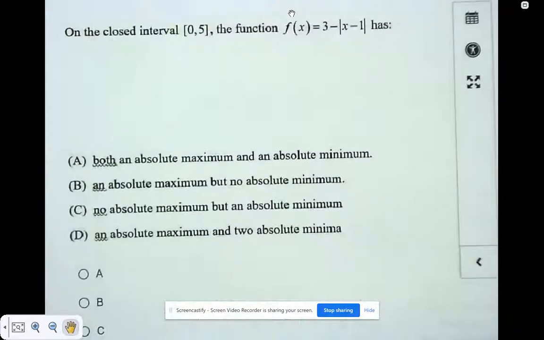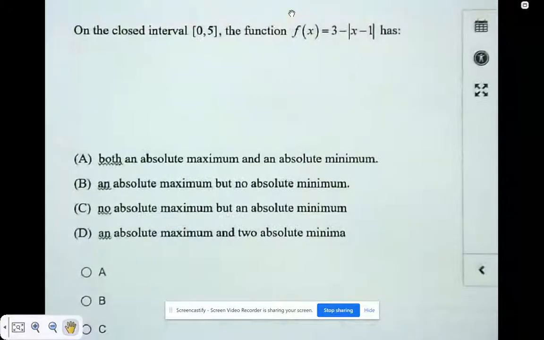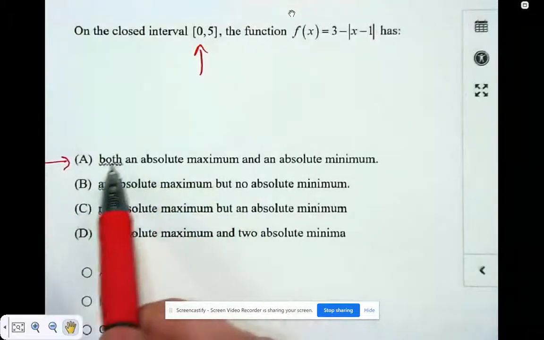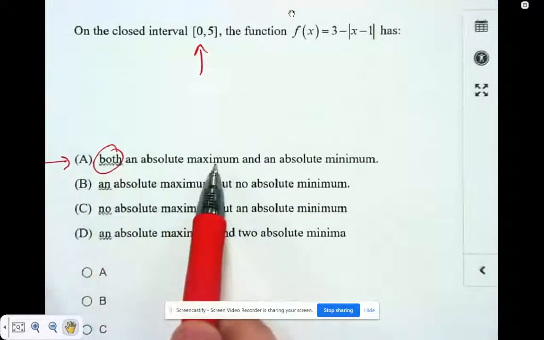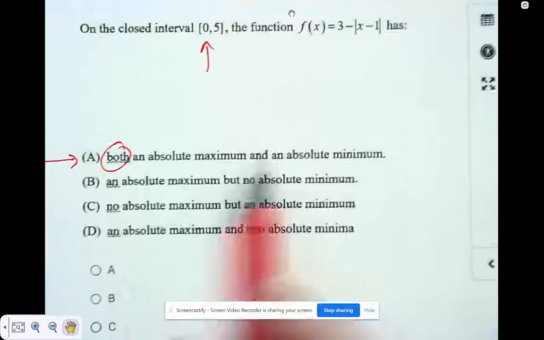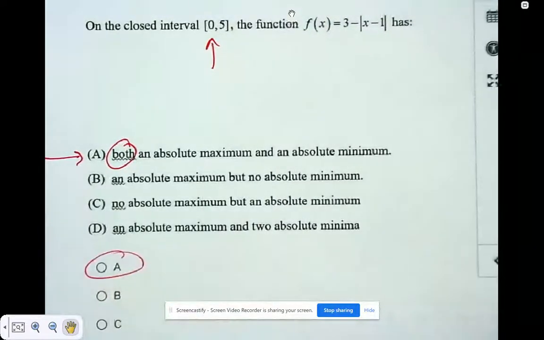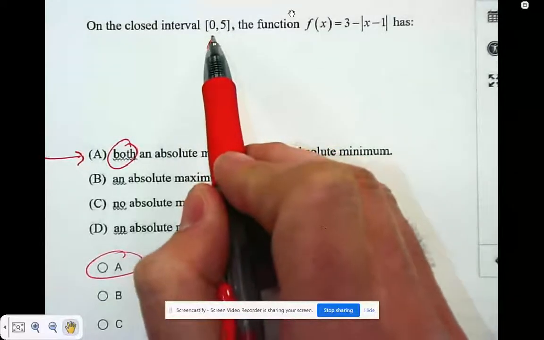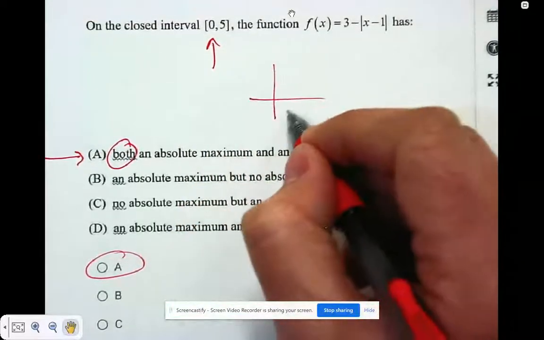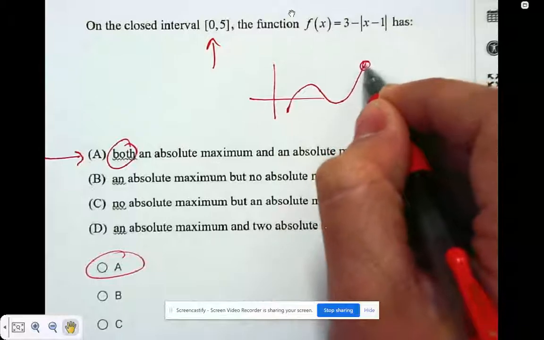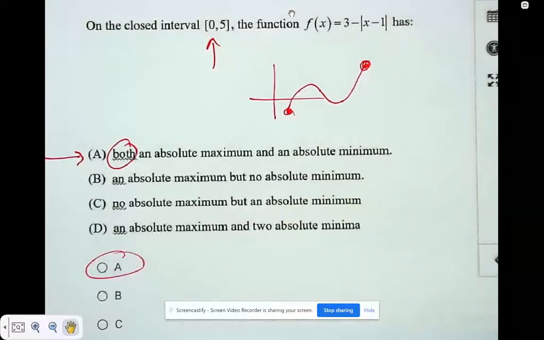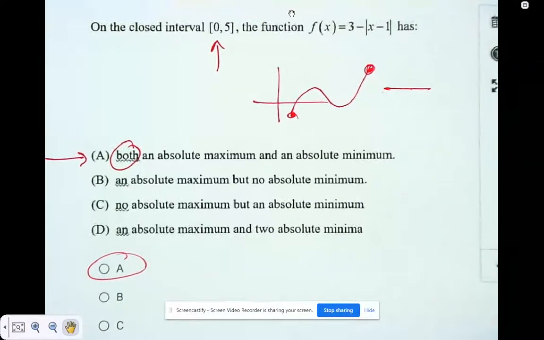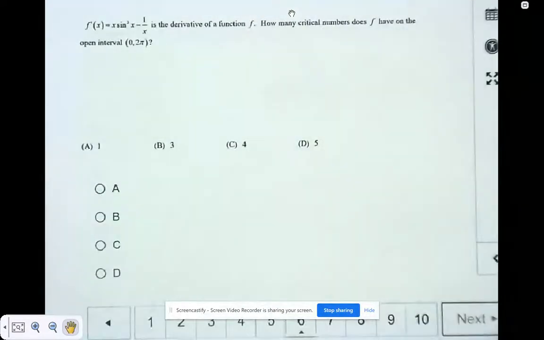All right. On the closed interval 0 to 5, this function has what? If you have a closed interval, there is a theorem that says you will have both an absolute max and an absolute min. There's nothing to do here. You would pick A because there's a theorem, the extreme value theorem, that says if you have a closed interval, no matter how you draw it, does not matter, you will obtain an absolute max and an absolute min somewhere. Even if it's flat, your absolute min and max is every point. Okay? And that was question number 5.